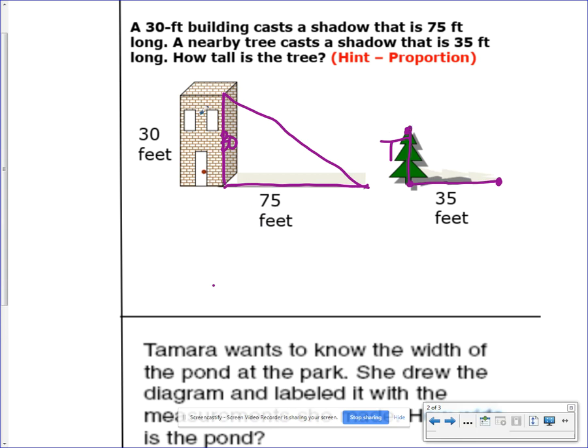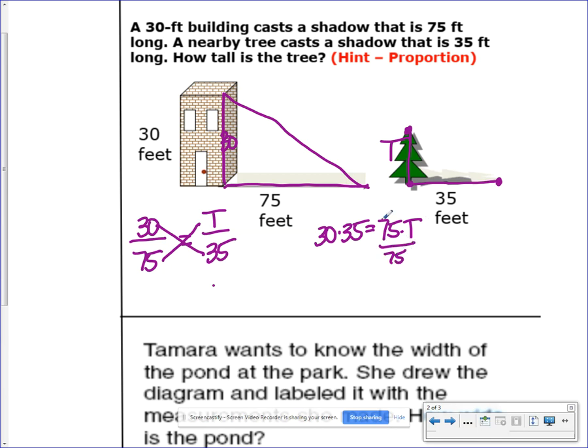And you can set up a proportion. Something like 30, the height, is to the shadow for the building, as the height of the tree is to the shadow of the tree. Larger numbers, but the same process still holds through. So take 30 times 35 equals this cross product, 75 times t. And then we're going to divide by 75 to get t by itself. Now you'll notice I don't necessarily go through all this trouble of trying to figure out what I can divide out of here. In my day, before we had a calculator, we'd just start factoring numbers out of here.